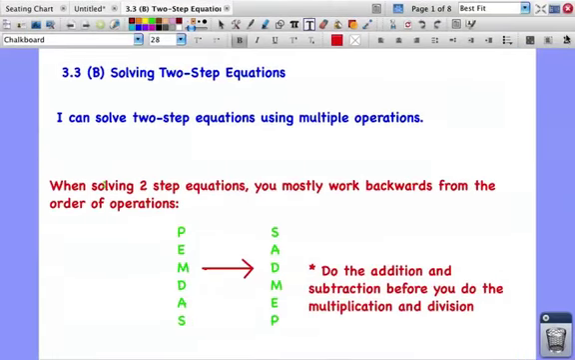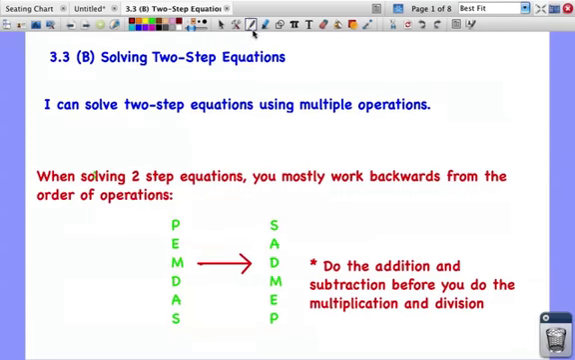All right, hello everybody. This is lesson 3.3b, and what we're going to be doing today is solving two-step equations. From video A, we were just solving one-step equations, learning the basic steps for how to solve an equation. And now for lesson B, we're getting to a little bit more complicated equations that require more than one step. If we look at our I can statement: I can solve two-step equations using multiple operations.